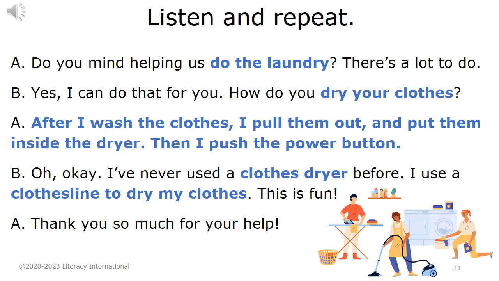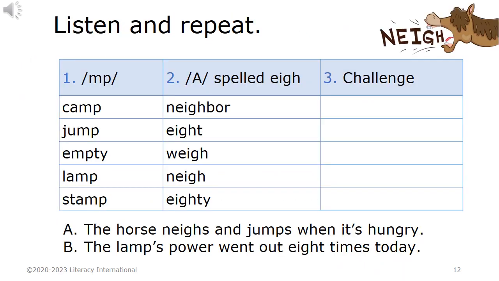Listen and repeat. Do you mind helping us do the laundry? There's a lot to do. Yes, I can do that for you. How do you dry your clothes? After I wash the clothes, I pull them out and put them inside the dryer. Then I push the power button. Oh, okay. I've never used a clothes dryer before. I use a clothesline to dry my clothes. This is fun. Thank you so much for your help.